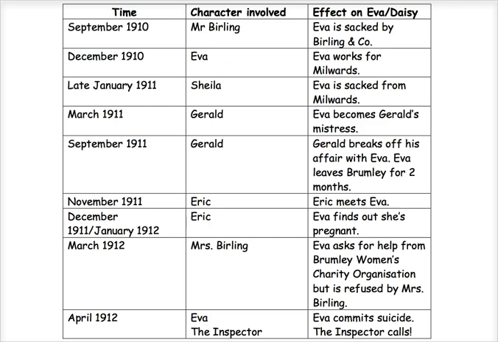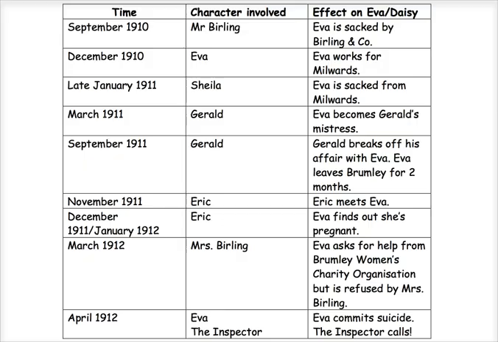Now, when characters are talking about various things that happen at various times, it gets a little bit complex. So let me go through a timeline in chronological order that we know from the play, because I think it'll help us get our head around what happens when. Going back in time, September 1910 is where Mr. Burling sacks Eva. A couple of months later in December, Eva works for Millwoods, and at the end of January, she's sacked from Millwoods, and of course, Sheila is responsible for that. Then a few months later, March 1911, Eva becomes Gerald's mistress.